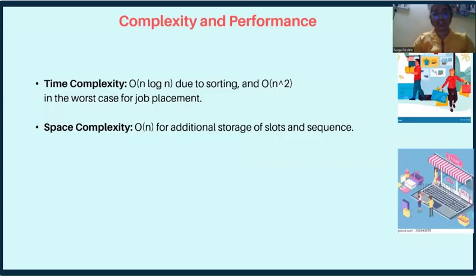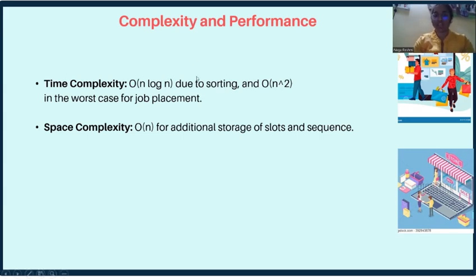And now let me tell you the complexity and performance of this algorithm, that is job sequencing with deadlines. Time complexity is O of n log n due to sorting, as we have to sort the jobs in decreasing order. The time complexity is O of n log n, and O of n square in the worst case of job placements. And the space complexity is O of n for additional storage of slots and sequences. As we have to maintain an array, it takes more space.